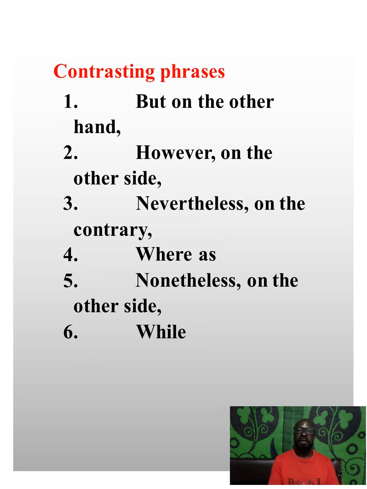Contrasting phrases. Before you go to the second side, you put what we call the contrasting phrases. Remember, we are learning how to write an introduction. An introduction begins with a general statement. After the general statement, you go to the first side. After the first side, you go to the contrasting phrases. These phrases connect the first opinion to the second opinion. Number one, but on the other hand. Number two, however, on the other side. Number three, nevertheless, on the contrary. Number four, whereas. Number five, nonetheless, on the other side. Number six, while. These words or phrases connect the first side to the second side.